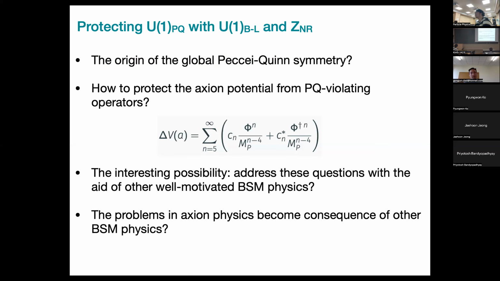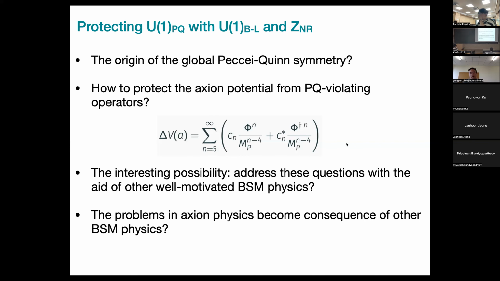Another question I want to ask here is how we could basically protect the axion potential from the Peccei-Quinn violating operators. As I told you in previous slides, I gave the dimension 5 operator as an example of a correction to the potential. But of course, in principle, you can have dimension 5, 6, and so on, all the higher dimensional operators, because all of them can give rise to the violation of the global Peccei-Quinn symmetry. So there's no reason why the Lagrangian does not have all these kinds of operators, an infinite number of operators. Then this is very dangerous, because they are going to make the axion solution to the strong CP problem meaningless. So I want to ask here: how could we suppress all this axion potential?